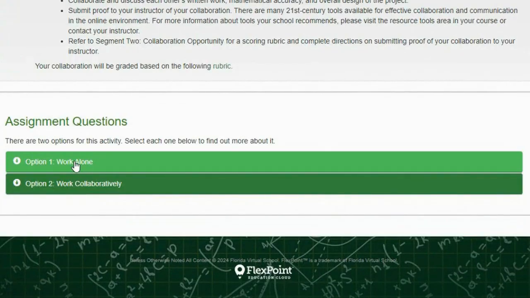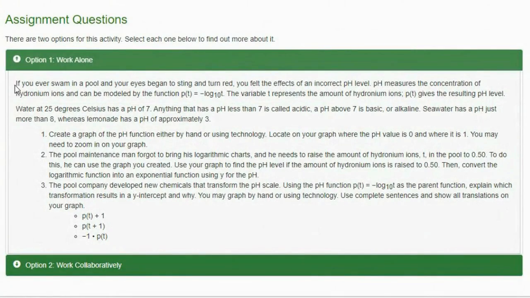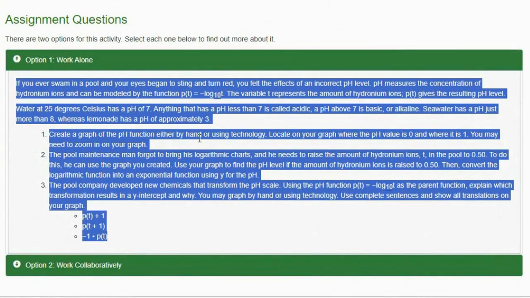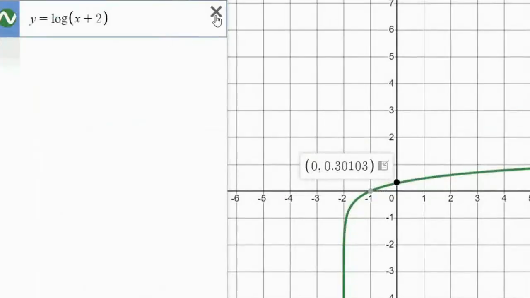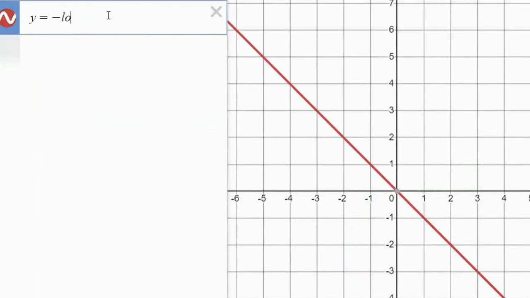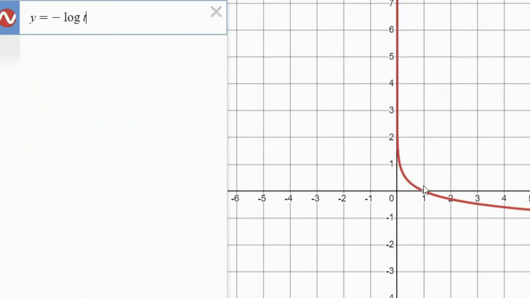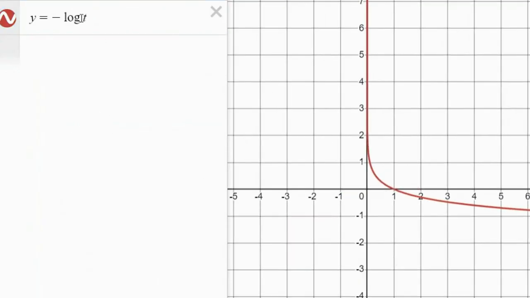There's 2 options. We choose the work alone. We're not working in groups because we're all spread out. You can copy this and just put it on a Google Doc, but here's what it says. If you ever swam in a pool and your eyes began to sting and turn red, you felt the effects of an incorrect pH level. The acidity is off. pH measures the concentration of hydronium ions and can be modeled by the function P(T) equals negative log 10 T. You can graph that. Y equals negative log 10. We don't have to put the 10 of T. Here is the graph they're talking about. We can use T.